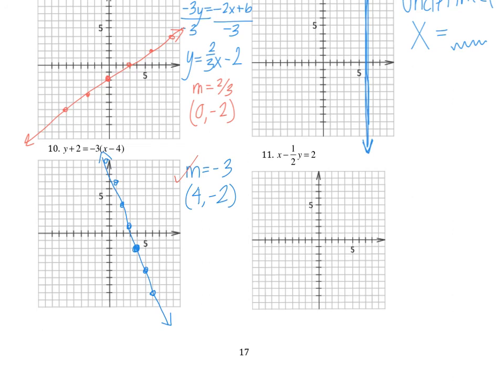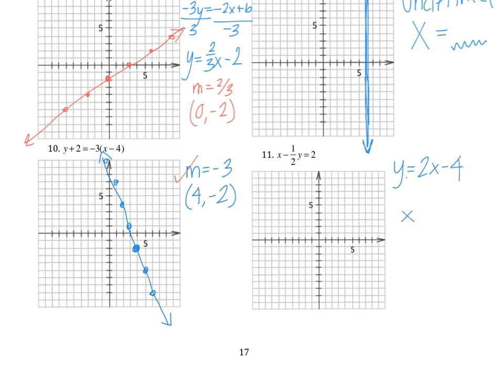Last one. Hopefully you gave it a shot. You could get y by itself. Definitely an option. If you did, you should have had the equation y equals 2x minus 4. Hopefully you got that if you solve for y.